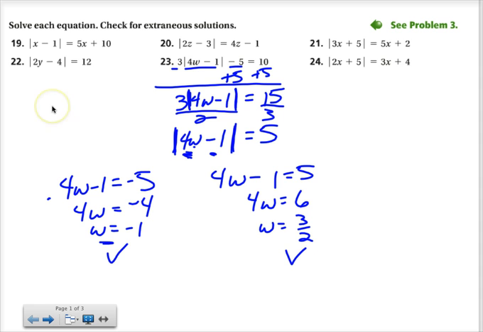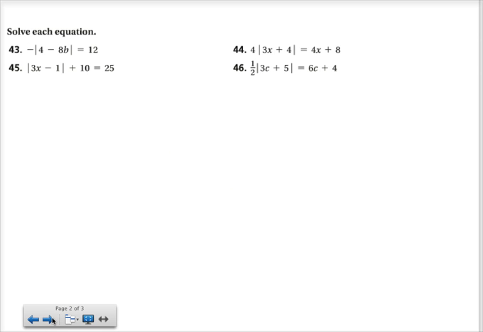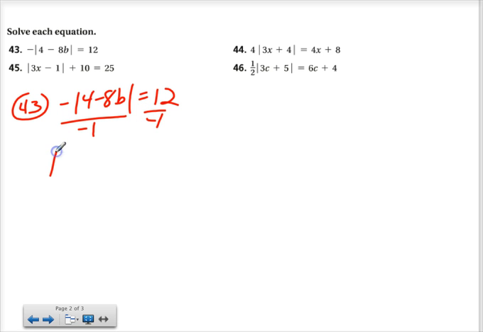And here, 4 times 3/2 would be 6. So 6 minus 1 is 5. The absolute value of 5 is 5. And that one, the checking goes a lot faster. Then, on the next page, I have number 43. And this one, every year drives people bonkers. So let me show you this one. We cannot leave that negative out in front, so you have to divide by a negative 1.